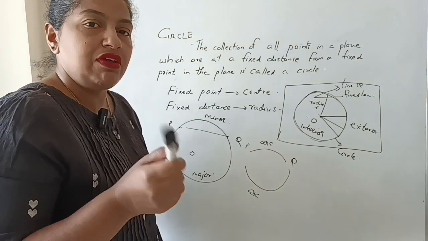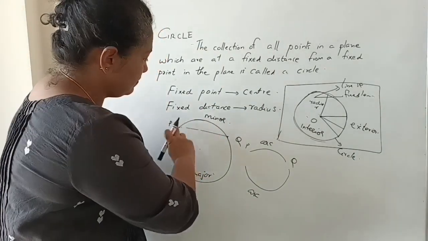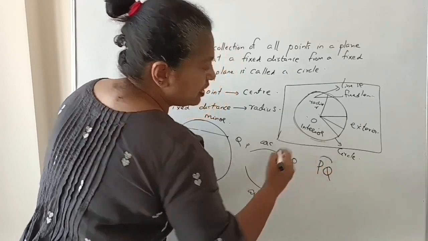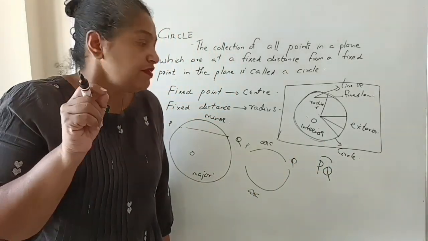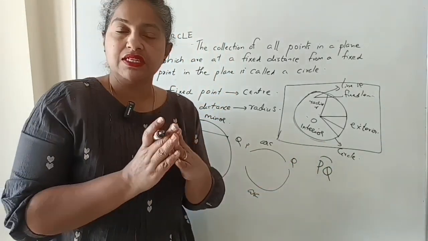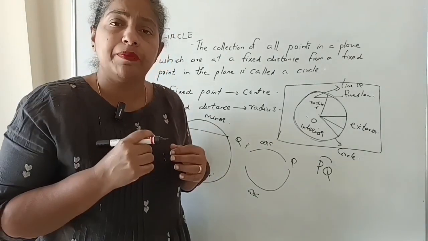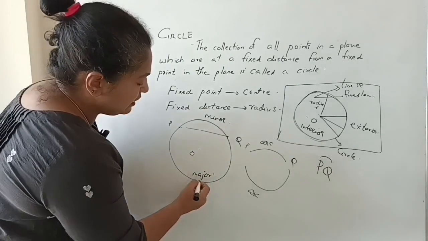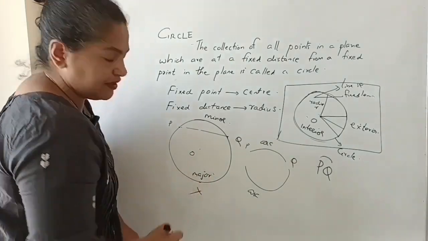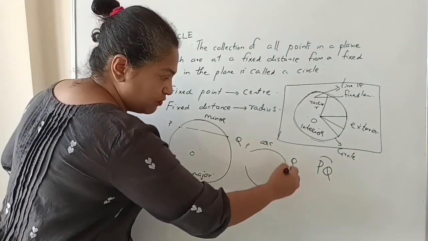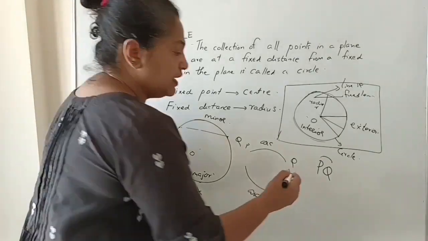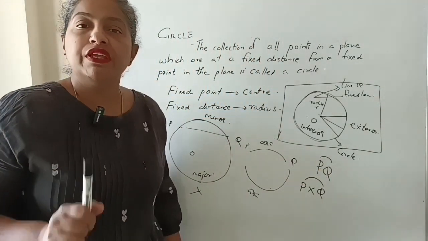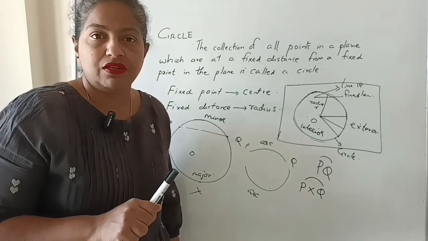Whenever you have a minor arc, how do you represent it? It is PQ with an arc over it. When we are denoting something like this, we have to understand it is a minor arc. So how do you represent a major arc? When we are representing a major arc, we take one more point over here, let it be X. Because the distance is more, we take one more point over it and we denote it as PXQ. So we need to understand that it is a major arc.